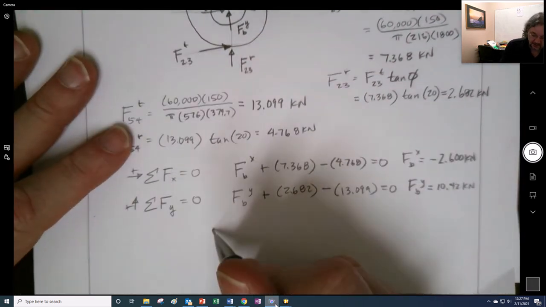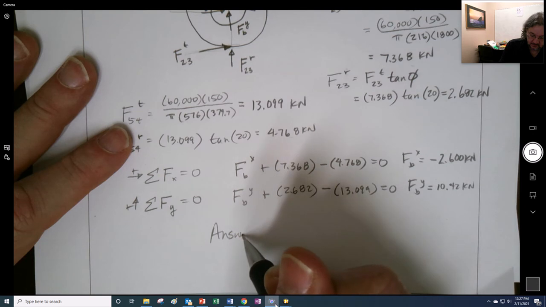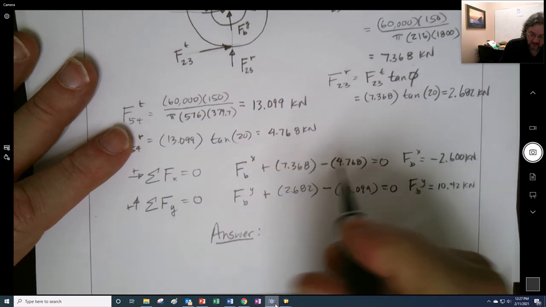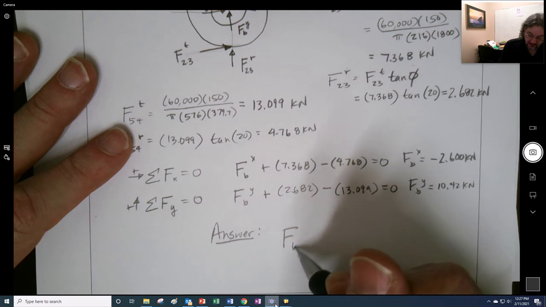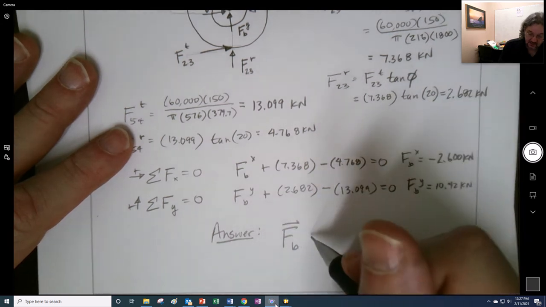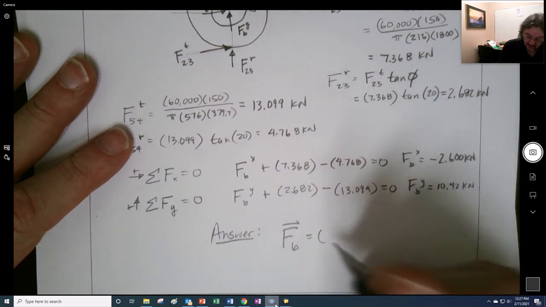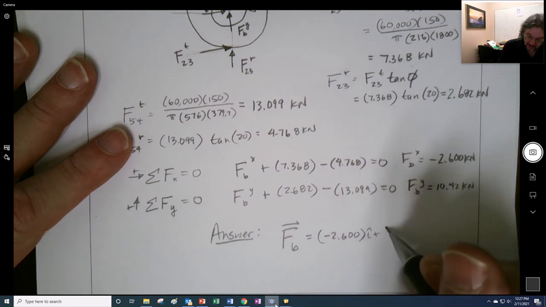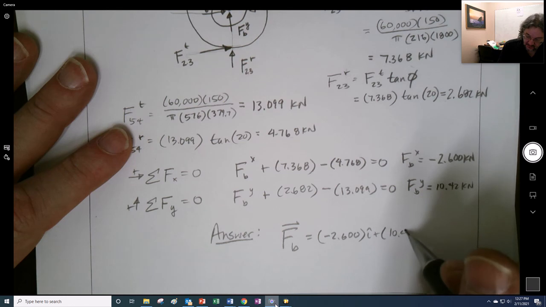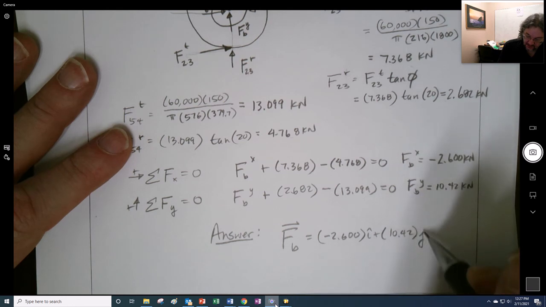So the answer here: let's just say that it's going to be the force of B as a vector right here. We'll say that it's going to be in the negative direction in the horizontal, and in the positive direction in the vertical. And once again, these are kilonewtons.